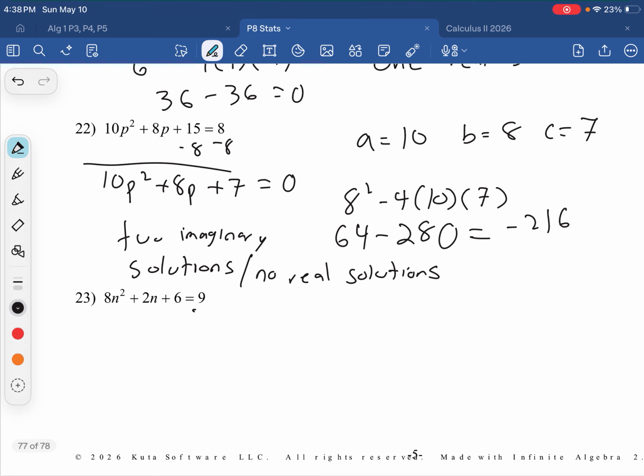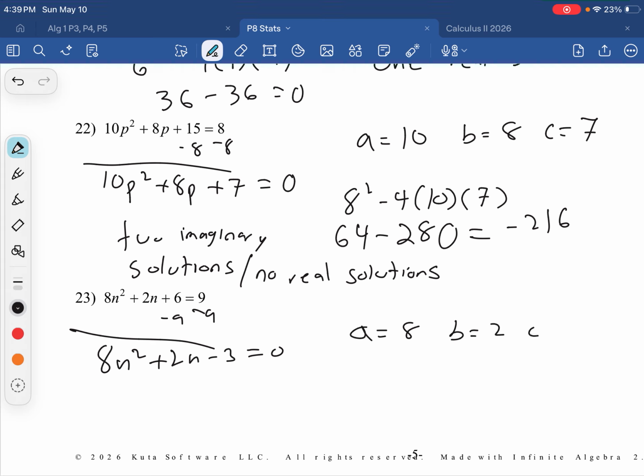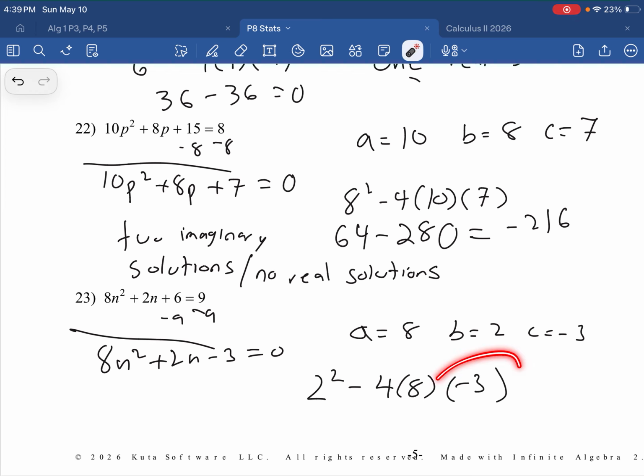And the last one here, I'm going to subtract 9 on both sides. 8n squared plus 2n minus 3 equals 0. a is equal to 8, b is equal to 2, c is equal to negative 3. Sorry, not 8 squared, it'll be 2 squared minus 4 times 8 times a negative 3. The fact that this is negative tells me that I'm going to end up adding whatever this number is equal to after I multiply. So this is going to be a positive discriminant.